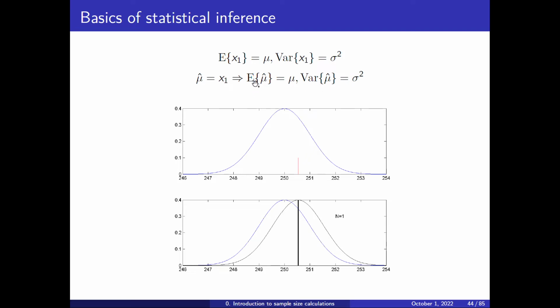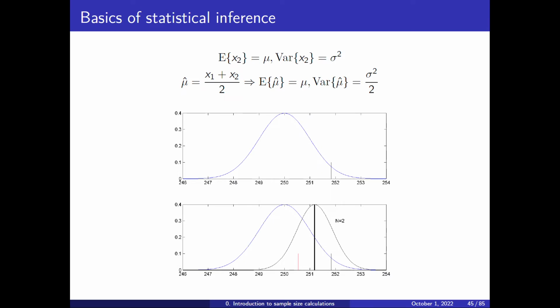So what is the expectation? If the machine is working fine, then because mu hat is equal to x1, the expectation of mu hat has to be the expectation of x1, and the variance of mu hat has to be the variance of x1. So we will have the same mean and variance. So now a posteriori, what we have is this uncertainty about the mean. Because we don't have any other factual evidence, we have to say that the mean is 250.5, and we have this uncertainty about where the true mean is.